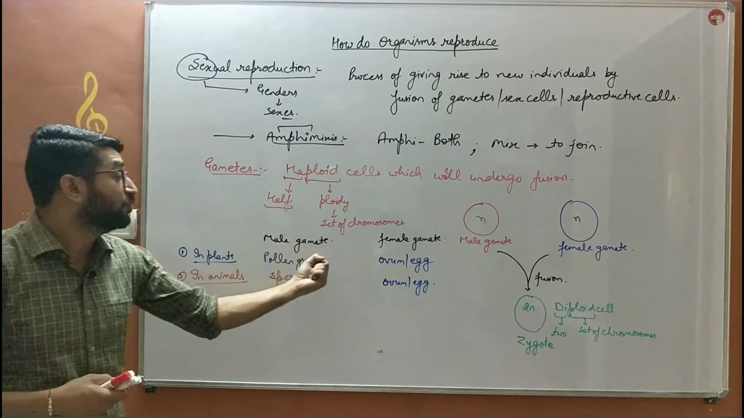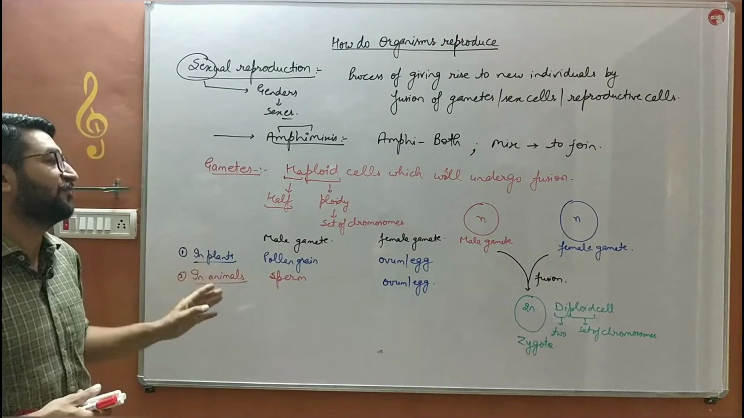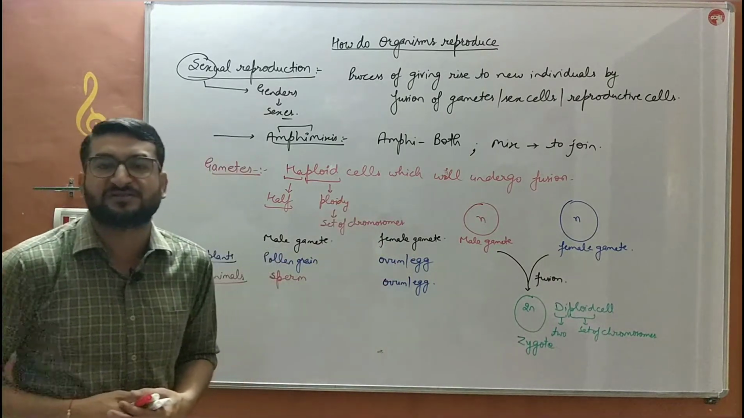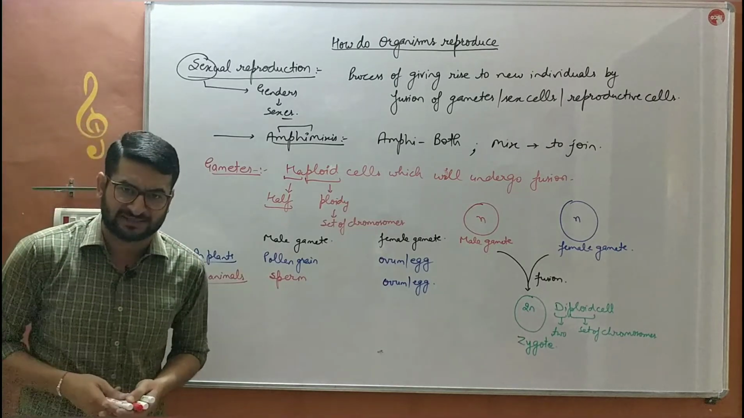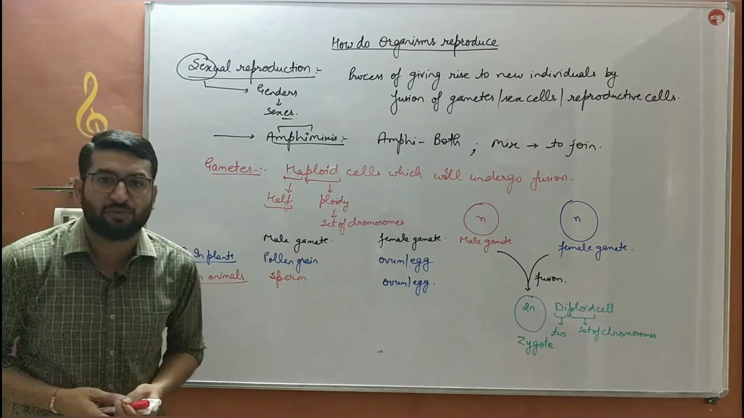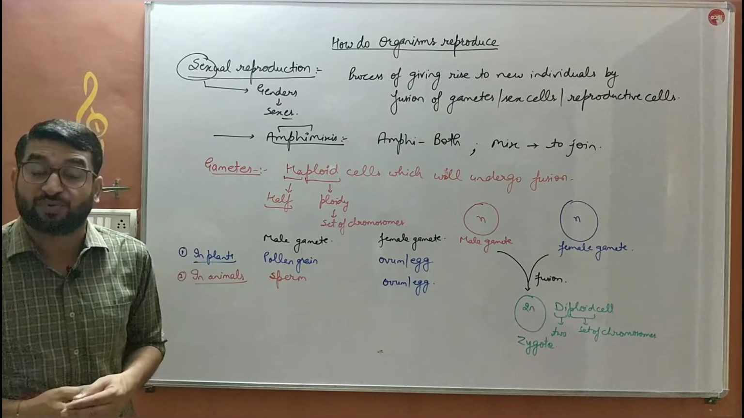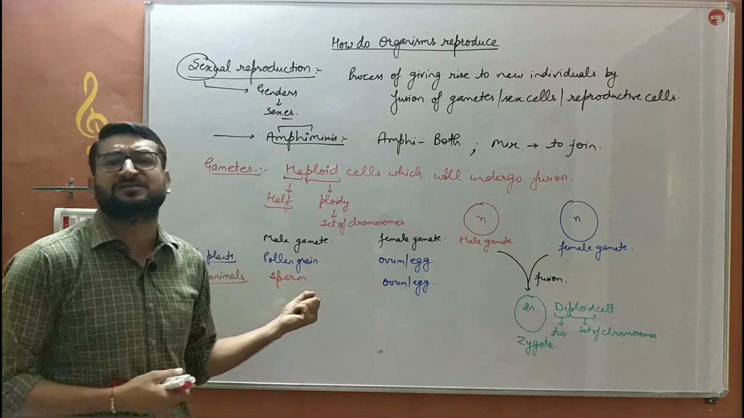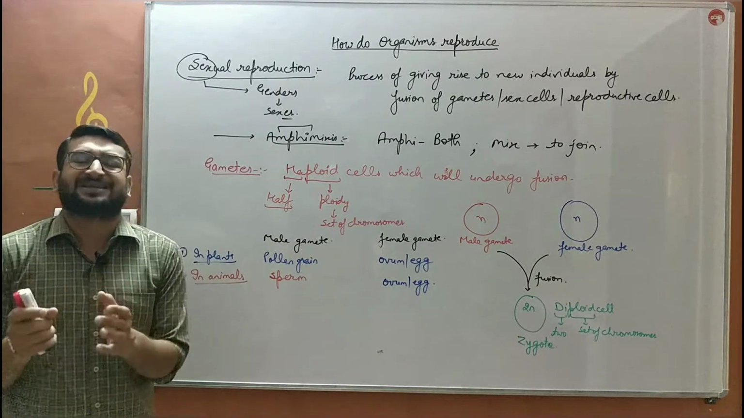So when these two gametes in those different kinds of organisms meet, they will form the first cell of every living organism produced by the sexual mode of reproduction. And the gametes are known as reproductive cells or sex cells.